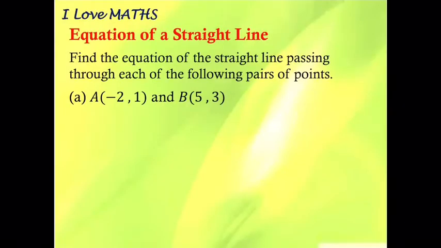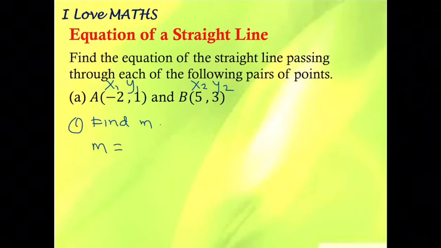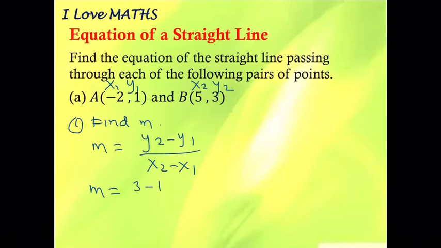Find the equation of a straight line passing through each of the following pairs of points: a, negative 2, 1, and b, 5, 3. The first step is to find m. Since we have 2 points, we can label this point A as x sub 1, y sub 1, and the point B as x sub 2, y sub 2, and substitute to the formula m equals y sub 2 minus y sub 1 all over x sub 2 minus x sub 1. And the value of m is 2 over 7.